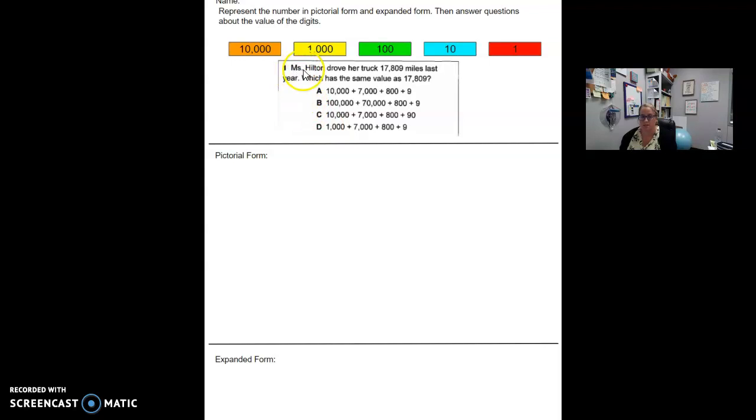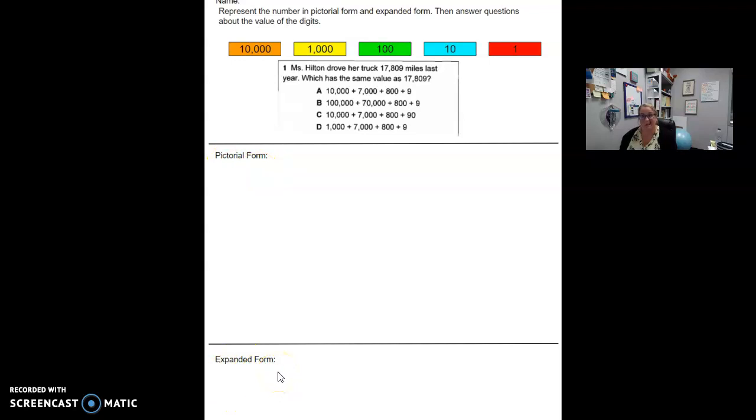Here's what it says. Miss Hilton drove her truck 17,809 miles last year, which has the same value as 17,809. Now I have these answer choices, but I know my teachers don't let me turn anything in if I just circle it. I actually have to show my work, and we actually have to show the pictorial form and the expanded form.